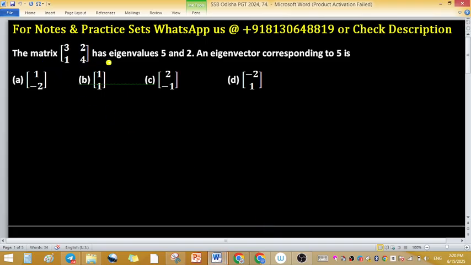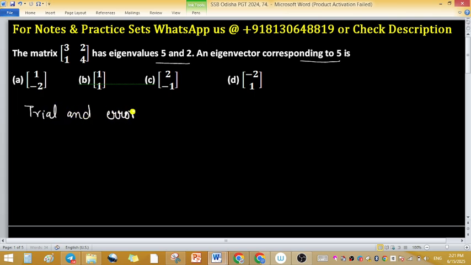The matrix has eigenvalues 5 and 2, and the eigenvector corresponding to eigenvalue 5 is... I am explaining two methods. One is trial and error and the second one is standard. First I am going with trial and error.